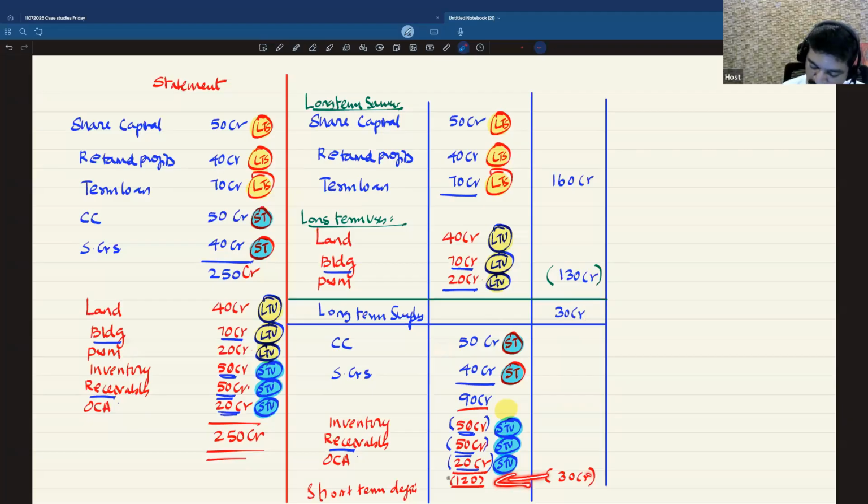Why they landed in deficit? Because their investment in short-term uses is 120 crore. The corresponding source is only 90 crore. So they landed in deficit. So how they manage this deficit? They manage this deficit because they had a long-term surplus of 30 crore.